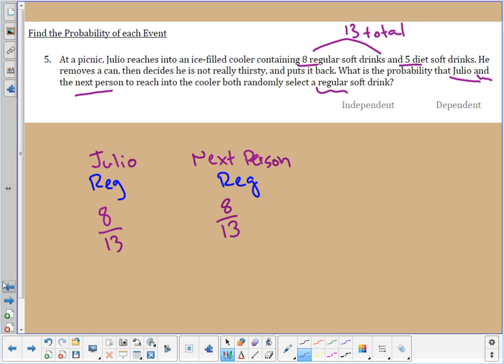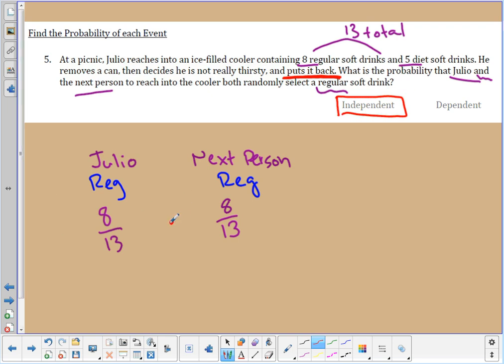Now, the reason I knew that this next person was going to be 8 out of 13 is because of this right here. I want you to underline that for sure in your notes. Julio puts the soft drink back. So since he puts the soft drink back, there are still 13 soft drinks in the cooler. Okay, the number didn't change. Now, since Julio didn't actually affect the number that were in the cooler, these are independent events.